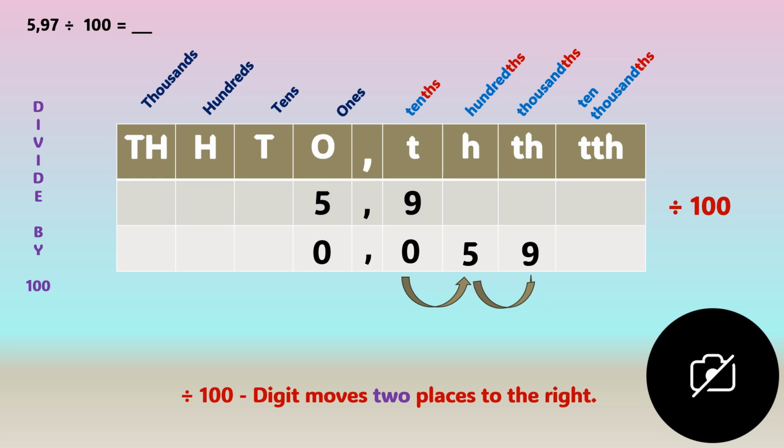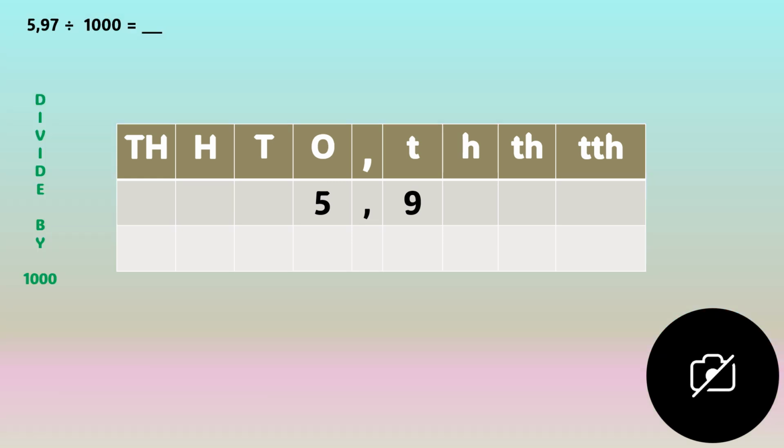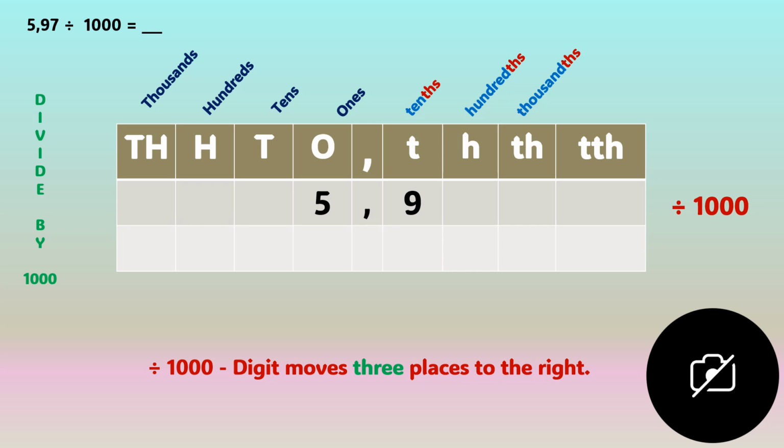Pause it please, because you need to understand that the 5 hopped 2 places to the right, and because the 5 hopped 2 places to the right, the 9 also had to hop 2 places to the right. Then we had to add in zeros to fill in its place values. Right, we're now going to move on to dividing by 1,000. So here our place values, I'm going to put it in. We're dividing by 1,000. We are hopping 3 places to the right.